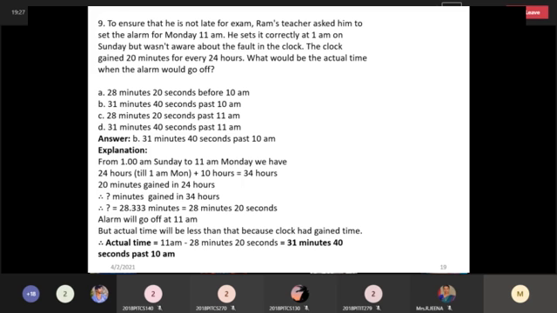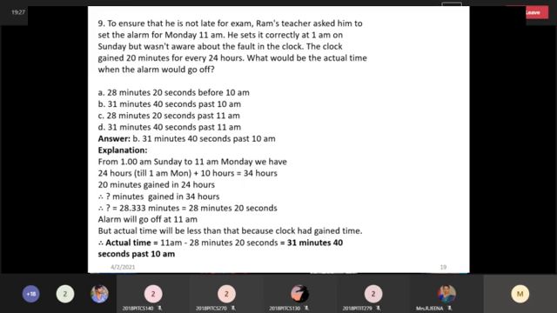Options: A, 28 minutes 20 seconds before 10 a.m. Option B, 31 minutes 40 seconds past 10 a.m. C, 28 minutes 20 seconds past 11 a.m. D, 31 minutes 40 seconds past 11 a.m. So we'll see the explanation for this question.